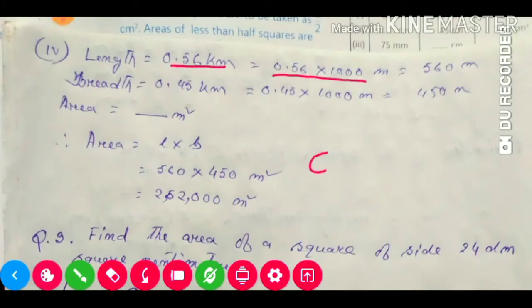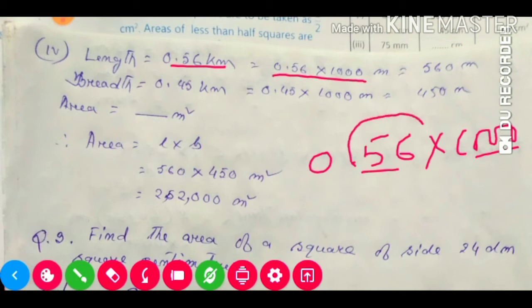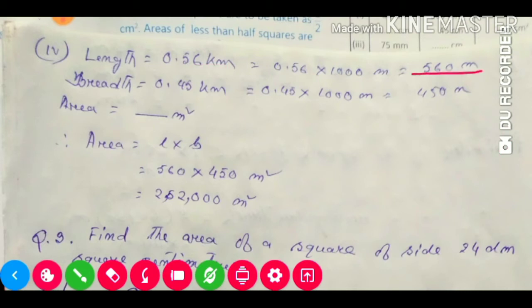So 0.56 into 1000. Here after the decimal there are 2 numbers. That means the decimal point will shift by another number. So here there is nothing, that means we need to give 0. So it will be 560. Similarly this one also, 0.45 into 1000, will be 450 meter.